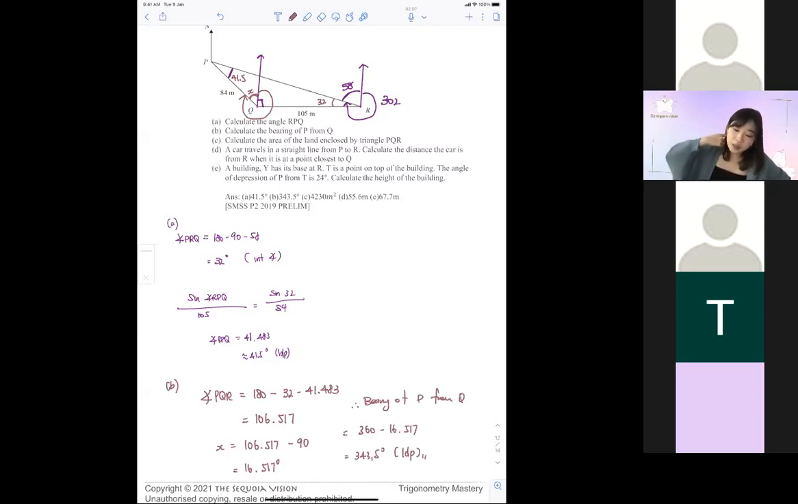Okay, so slowly find. Next one, you want to find area of triangle is half AB sine C. Okay, so part C, area is half AB sine, the whole angle here is 106.517. 4228, 4230 meters square, 3SF.